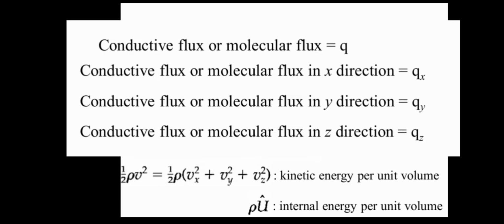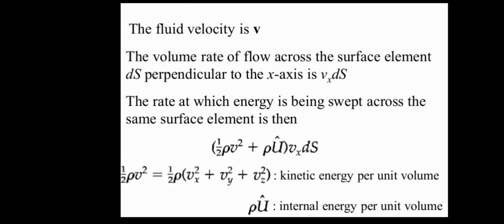Now let's discuss convective energy flux. Let's begin by examining convective transport of energy. We know that fluid has a velocity v, and the volumetric flow rate across the surface element dS, which is perpendicular to the x-axis, is given by vx into dS, where vx is the x component of fluid velocity. This makes intuitive sense. The faster the fluid moves in the x direction, or the larger the area, the greater the volume of the fluid crossing that surface per unit time.